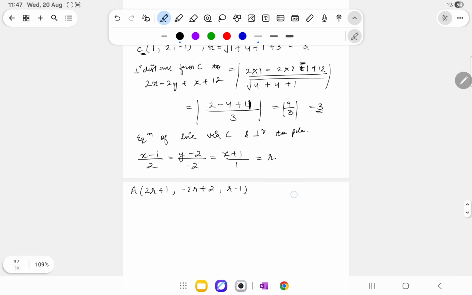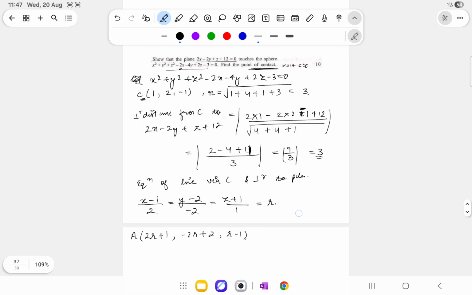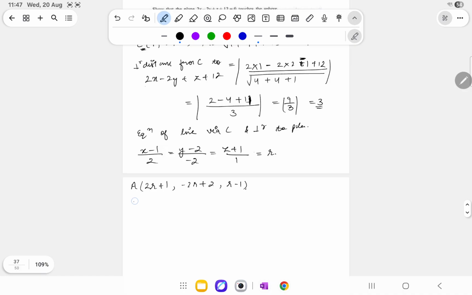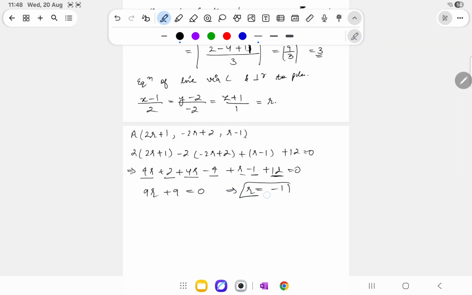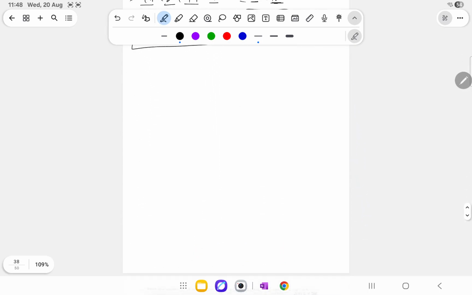And this point must lie on the plane because this is the point of contact. So it is 2 into (2r plus 1) minus 2 into (minus 2r plus 2) plus (r minus 1) plus 12 equals 0. If I simplify it, I'll get 4r plus 2 plus 4r minus 4 plus r minus 1 plus 12 equals 0, which is basically 4 4 8 plus 1, 9r, 2 minus 4 minus 2 minus 3 plus 12, which is basically 9. So from here I got my r as minus 1. So my point of contact is (minus 2 plus 1, 4, minus 2). So this is basically my point of contact between the tangent plane and the given sphere. So let's move on to the next question.